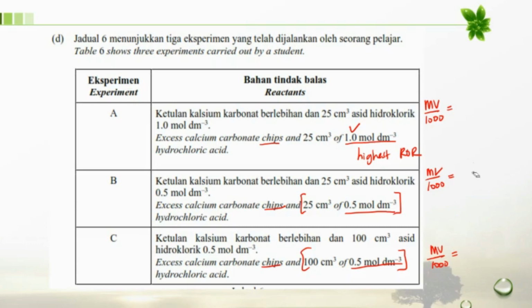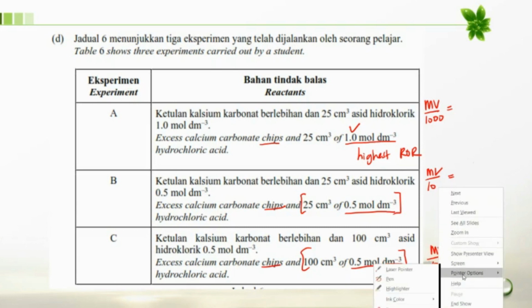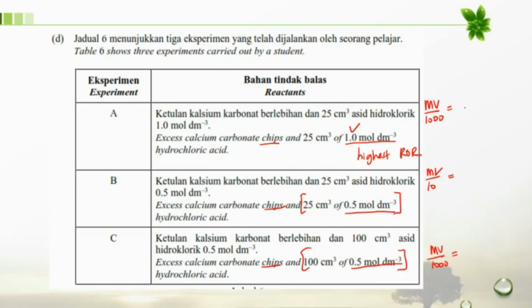So A is 0.025 mole. Okay, 0.025 mole. Okay, for C is 0.05 mole. Okay, how about yours? MV over 1000, what is the number of mole? For the acid.